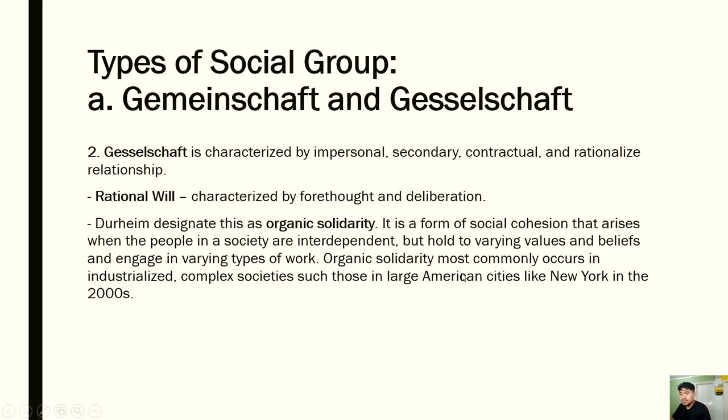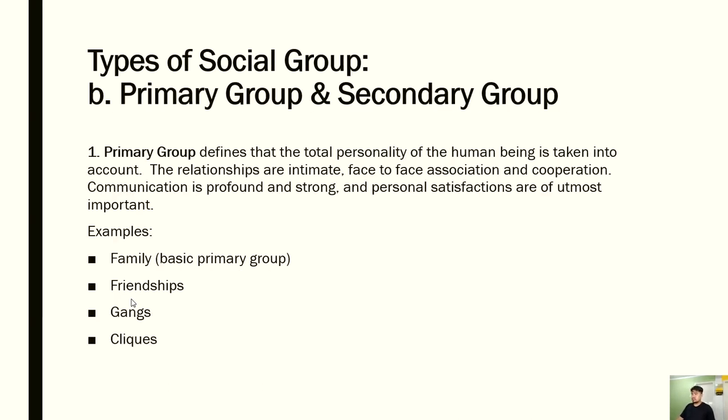Organic solidarity most commonly occurs in industrialized, complex societies such as large American cities like New York, from the 2000s onwards. So Gemeinschaft is rural and agricultural; Gesellschaft is urban, industrialized, modern. Also, we look into social groups, into primary groups and secondary groups.